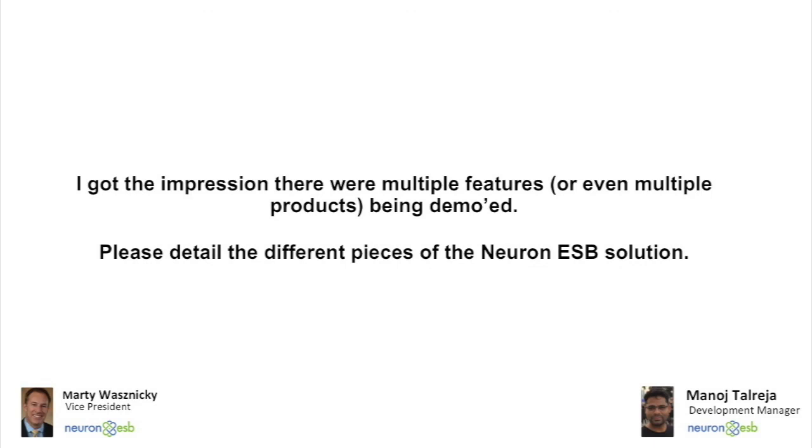Another point came up, guys, and that is the idea of looking at the actual product form factor or the different components that went into the solution. The question here says, I got the impression that there were multiple features or even individual products being demoed here. Could the speakers please detail the different pieces that go into this Neuron ESB solution for Docker and microservices?